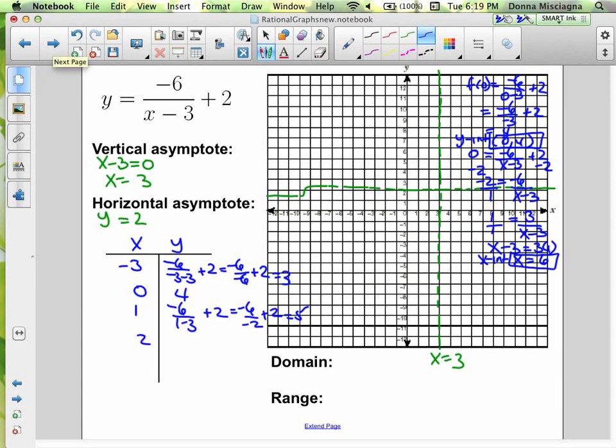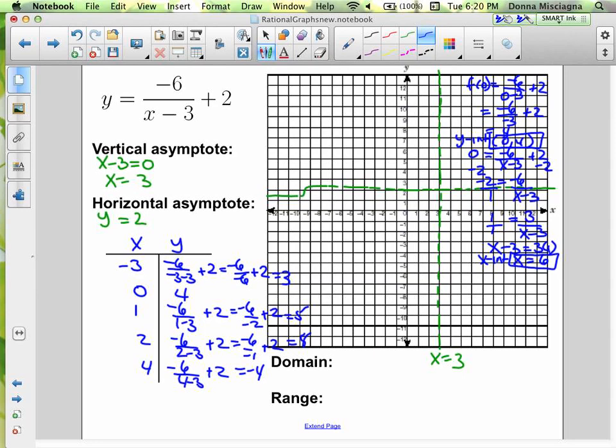And how about 2? See, I told you lots of points. So I already have 4 points on the left-hand side. Negative 6 divided by 2 minus 3, plus 2. So that would be negative 6 divided by negative 1, plus 2. So 6 plus 2 is 8. And then, of course, you can't use 3, but you can use 4. Right, so now we're on the right-hand side. Negative 6 divided by 4 minus 3, plus 2. That would be negative 6 divided by 1. So that's negative 6 plus 2. That's going to be negative 4.